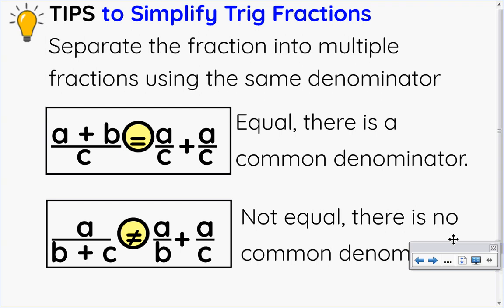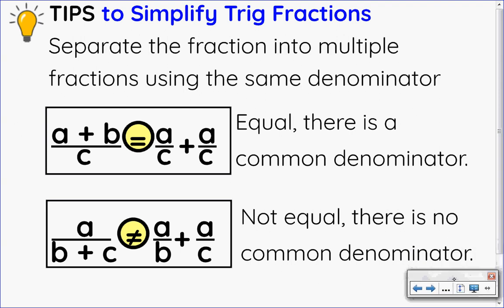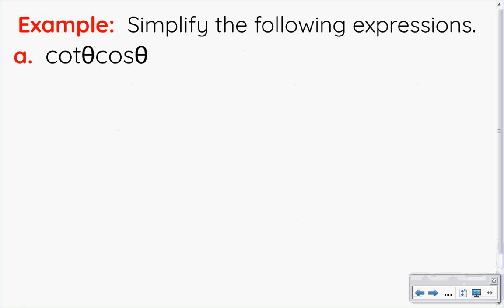Another strategy would be to simplify trig fractions. If I have a binomial numerator and a monomial denominator, I can separate those into two fractions, but just be careful, the reverse way does not work. If you have a binomial denominator, you cannot separate that into two different fractions because there is no common denominator in that case. Okay, let's try some examples.